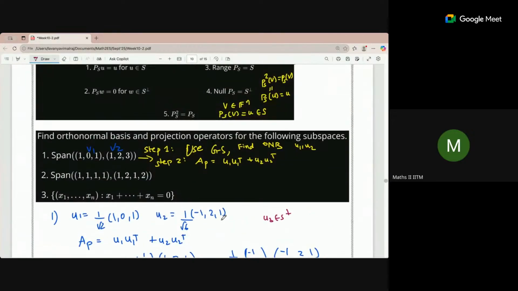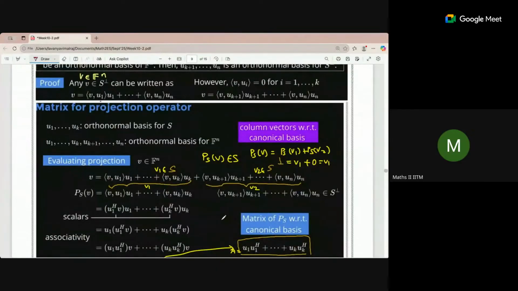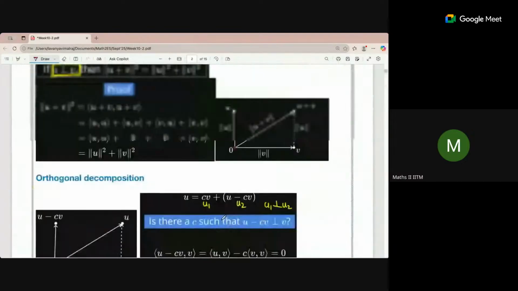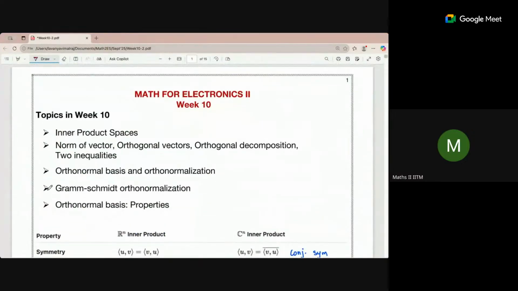So I hope I have covered all the important things required for week 10. Are there any questions on today's topics? So in today's session we have covered Gram-Schmidt orthonormalization properties, and then we also covered what projections are, and we also saw least square solutions, and orthogonal complements. These are the topics we have covered today. Any questions?